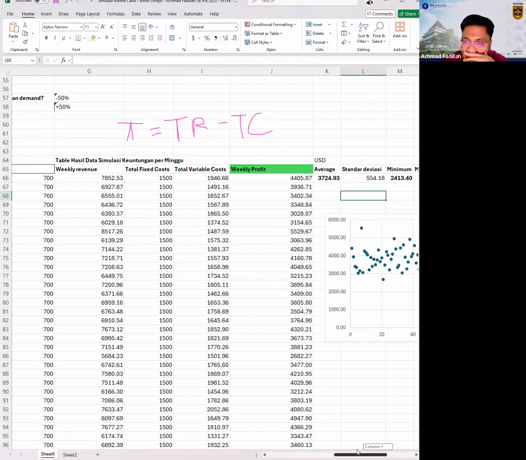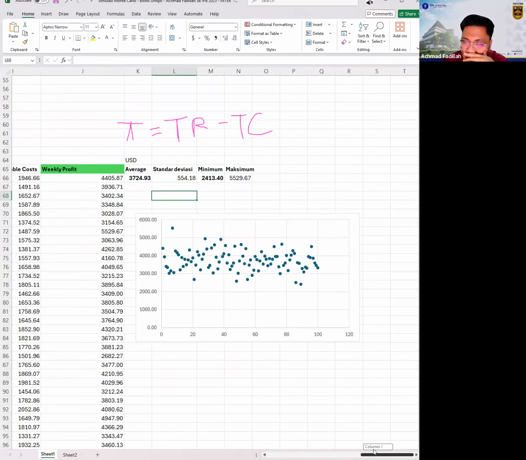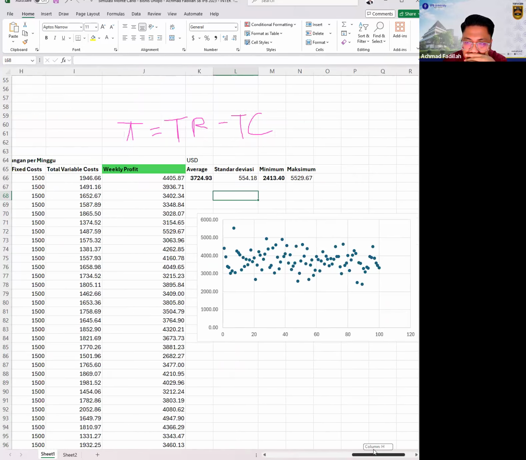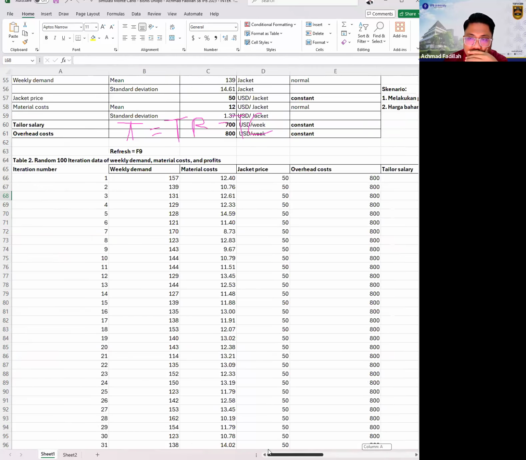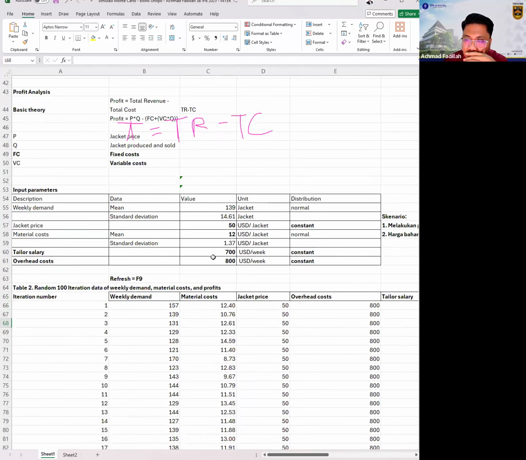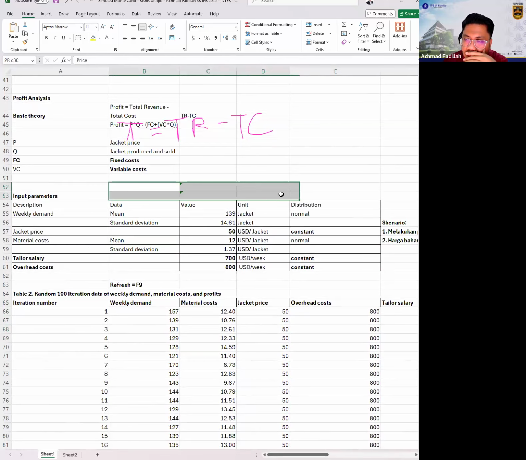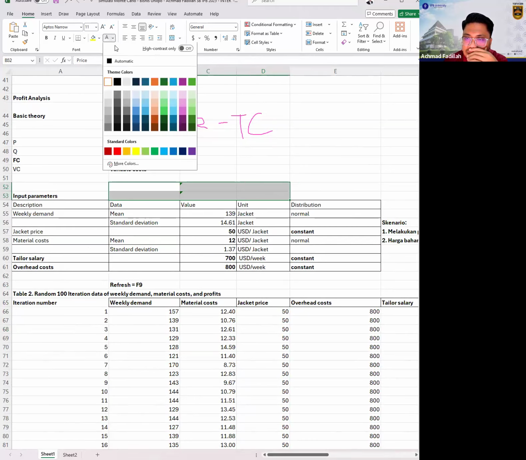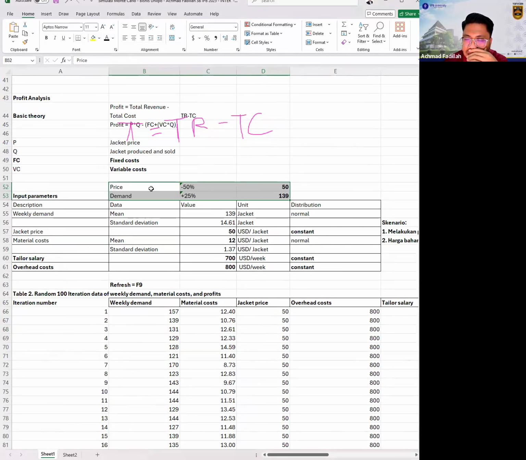I think that's all for the explanation. And then for the next step after this, I already put here what happens if the price... the Uniqlo story, this way.